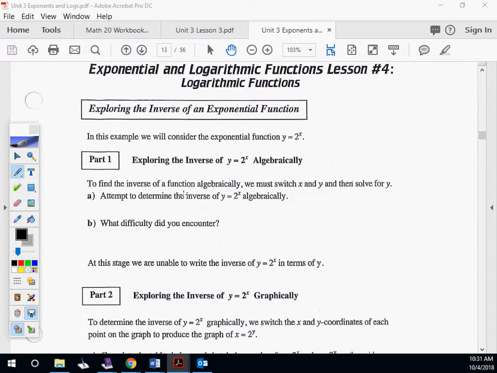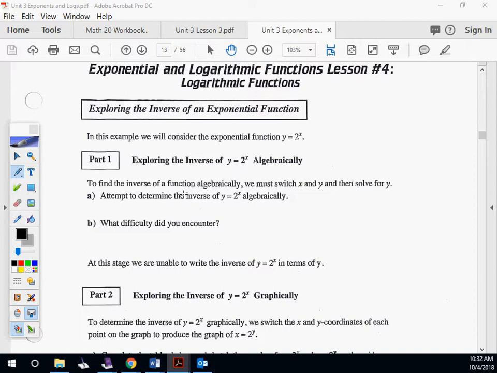Exploring the inverse of an exponential function. In this example, we'll consider the exponential function y equals 2 to the x. Explore the inverse of y equals 2 to the x algebraically. One of your homework questions said to do this, and you kind of ran into a roadblock of, well, how do I x root something, or how do I y root something if I don't know what that index is? That's a little bit of the problem that you had in your homework question. If you didn't get to that, hopefully you do.